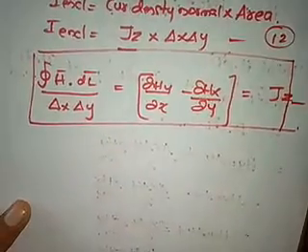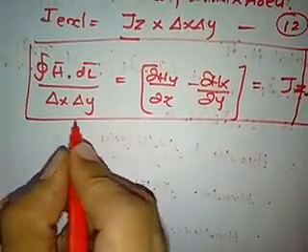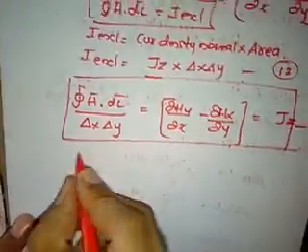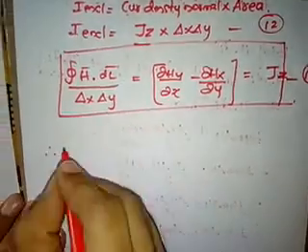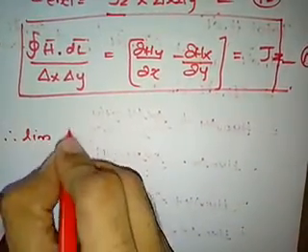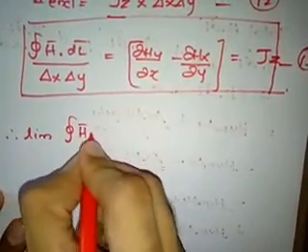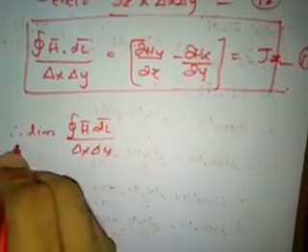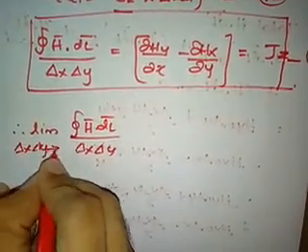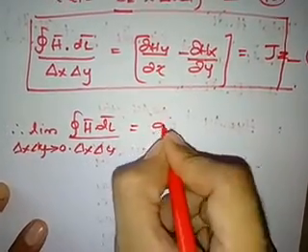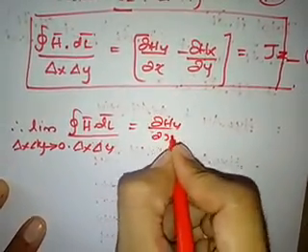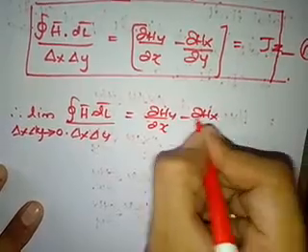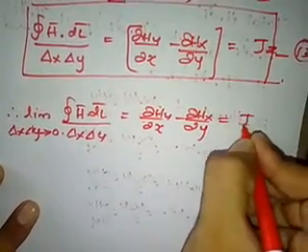Now if we want the accurate result, we have to take the limit as delta x delta y tends to 0. Therefore, the limit of the closed integral h bar dot dl bar over delta x delta y as delta x delta y tends to 0, that is dou hy by dou x minus dou hx by dou y, is equal to jz.